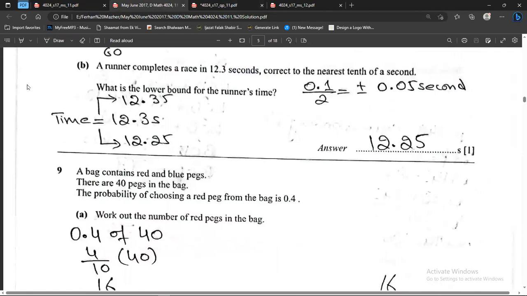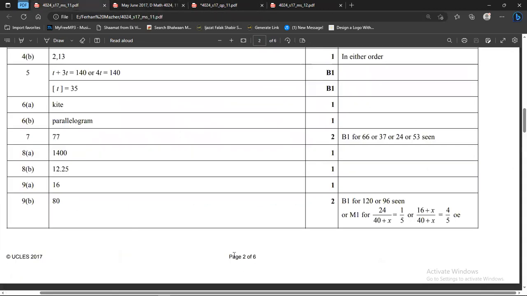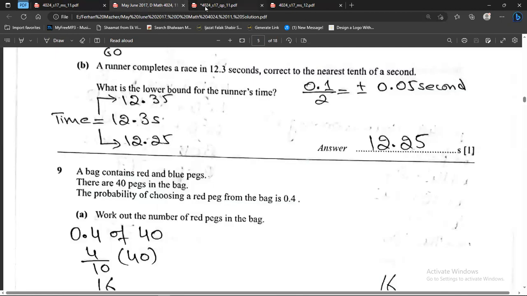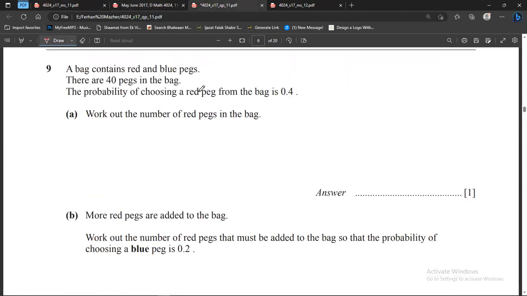Okay. So on your screen, the B part solution is showing up. 0.1 divided by 2 is 0.05 seconds. If you add this to 12.3 seconds, you get 12.35 seconds. That's the upper bound. And from 12.3 seconds, subtract 0.05 seconds, you get 12.25 seconds, and that is the lower bound of the time. 12.25 is the right answer, sir. This is the solution.